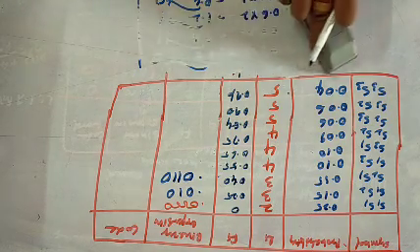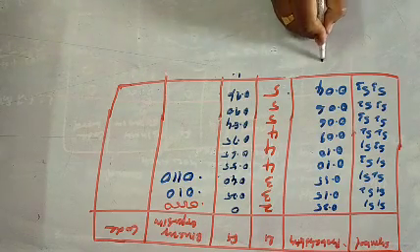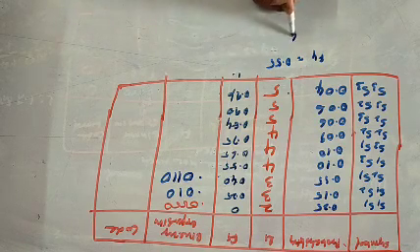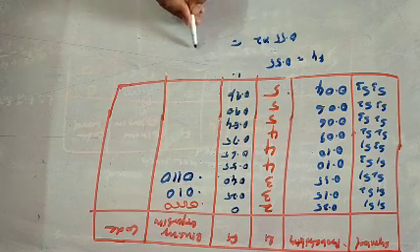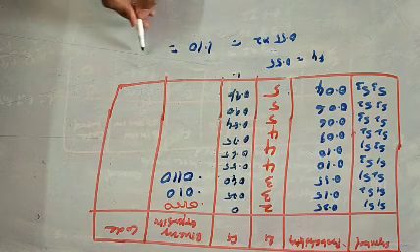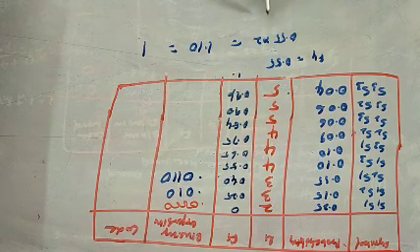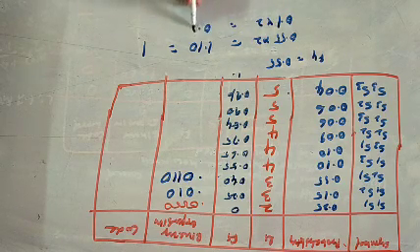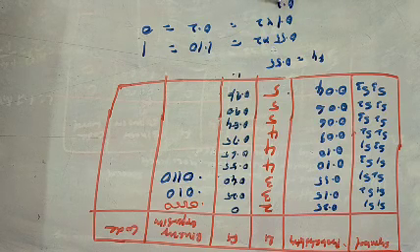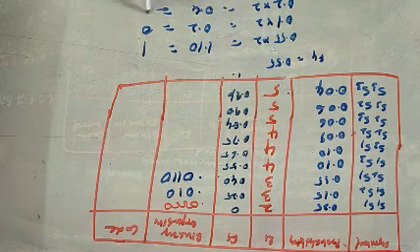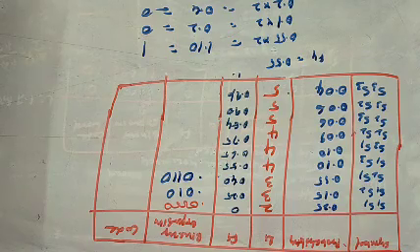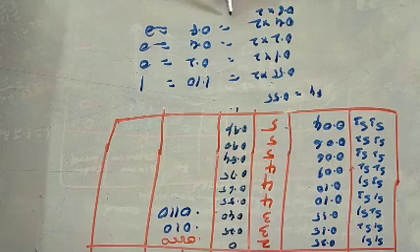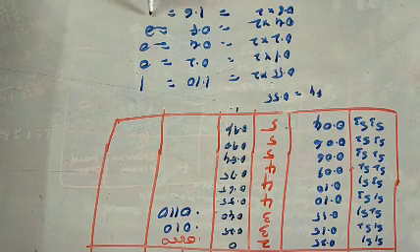Similarly, F5, F1, F2, F3, F4. F4 is 0.55. 0.55 into 2 becomes 1.1, so 1 with carry 1. Okay, next, 0.1 into 2 is equal to 0.2 with carry 0. So 0.2 into 2 is equal to 0.4 with carry 0. So 0.4 into 2 is equal to 0.8 with carry 0. Okay, 0.8 into 2 is equal to 1.6 with carry 1.